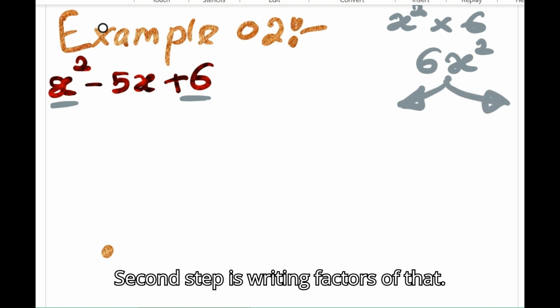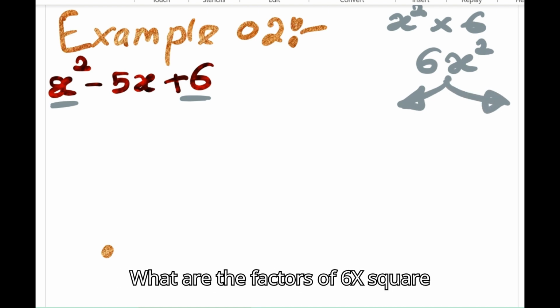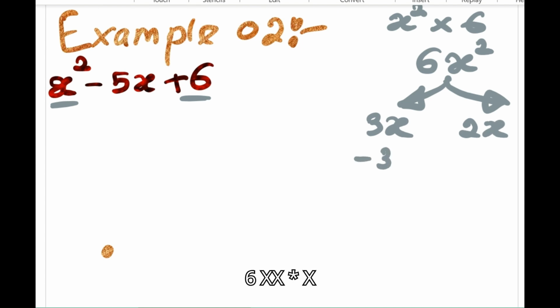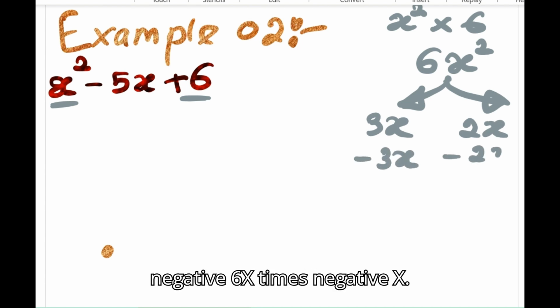Second step is writing factors of that. What are the factors of 6x squared? 3x times 2x, negative 3x times negative 2x, 6x times x, negative 6x times negative x.